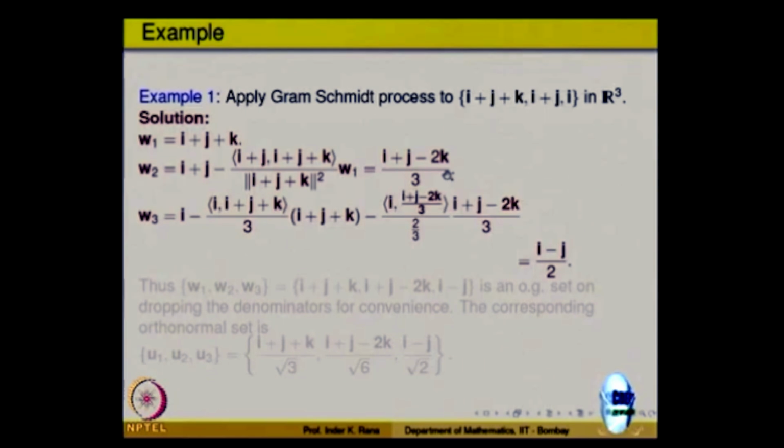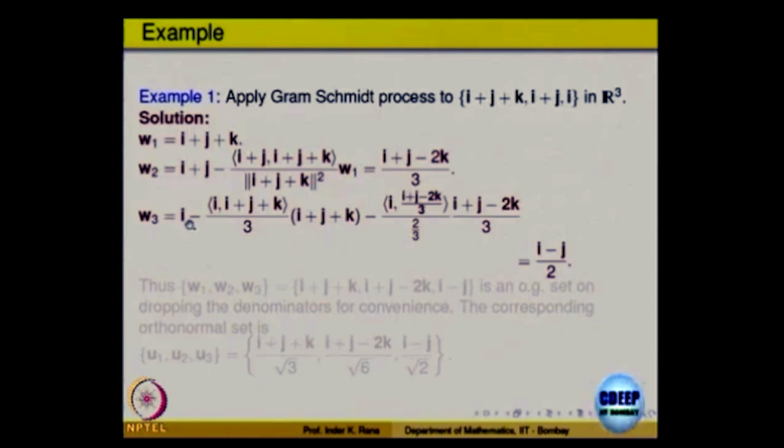So I, that is the last one, minus the projection on I plus j plus k, this is the projection on I plus j plus, minus on I and I plus jk, right? So this is W2, right? I plus j minus 2k. So for W1 and W2, remove those projections, the two terms, and what you get is, if everything is written correctly, I minus j by 2. So from V1, V2, V3, we got W1, W2, W3.